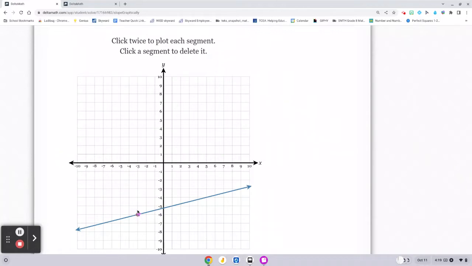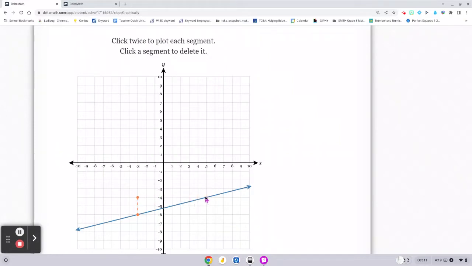Okay, once you have a plan, you're going to click once to do a dot. And then we always want to do the rise first. And we're going to go up and click again. That represents the rise. The run is left, right, like you run on the street, horizontal.